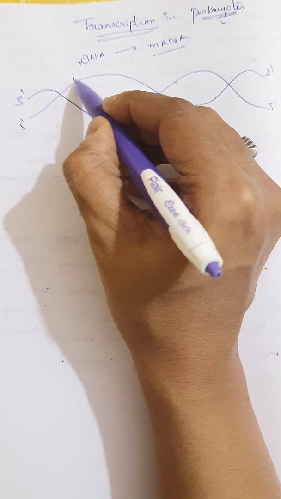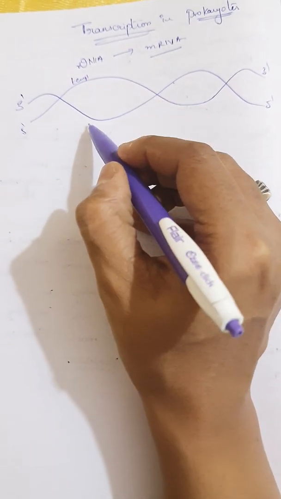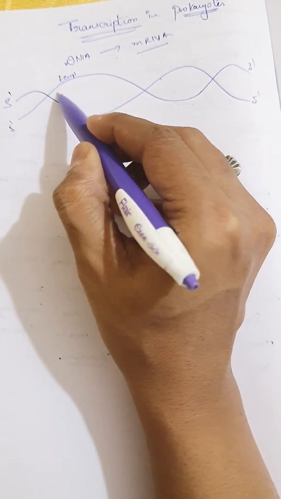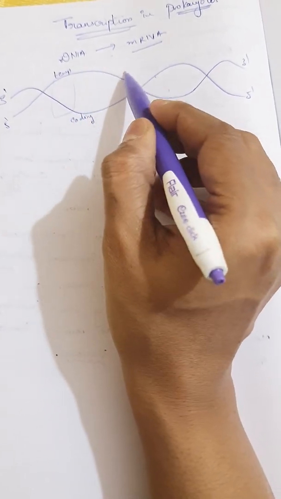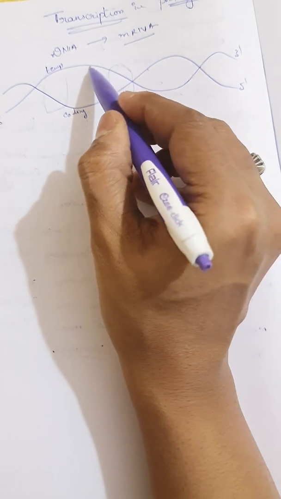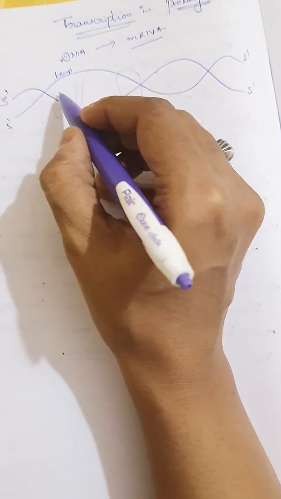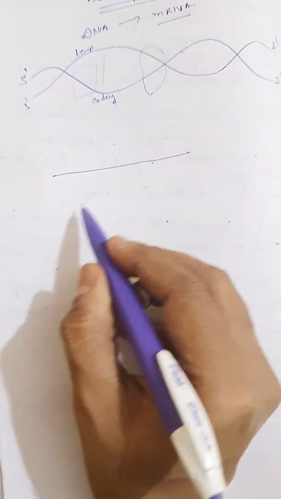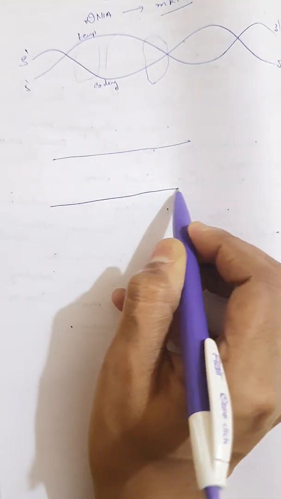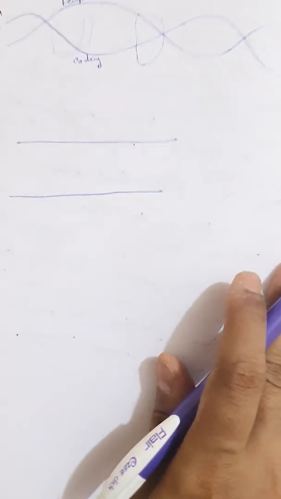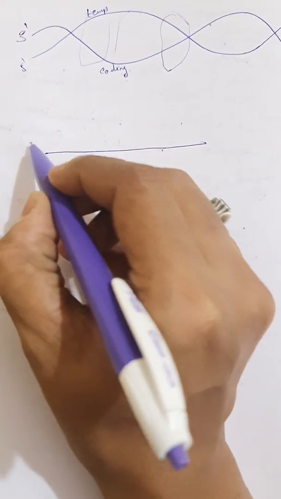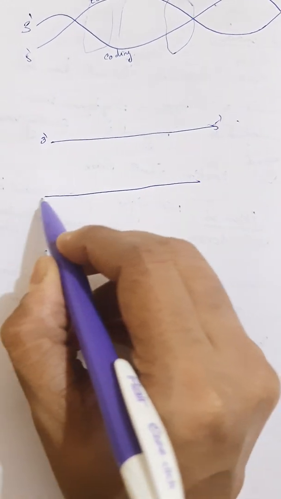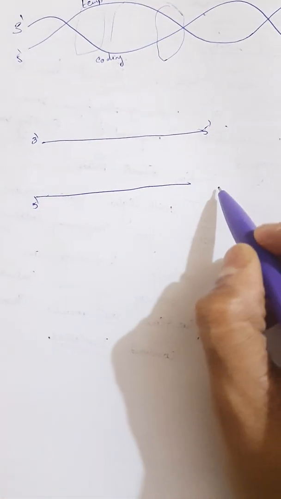That means one strand is acting as the template strand, and another strand is acting as the coding strand, right? And here we see the promoter regions and also terminator regions, and also the structural genes. To identify these strands, the DNA is separated like this. For our convenience we will draw it like this, where one strand has a 3' to 5' direction, and the other has a 5' to 3' direction.